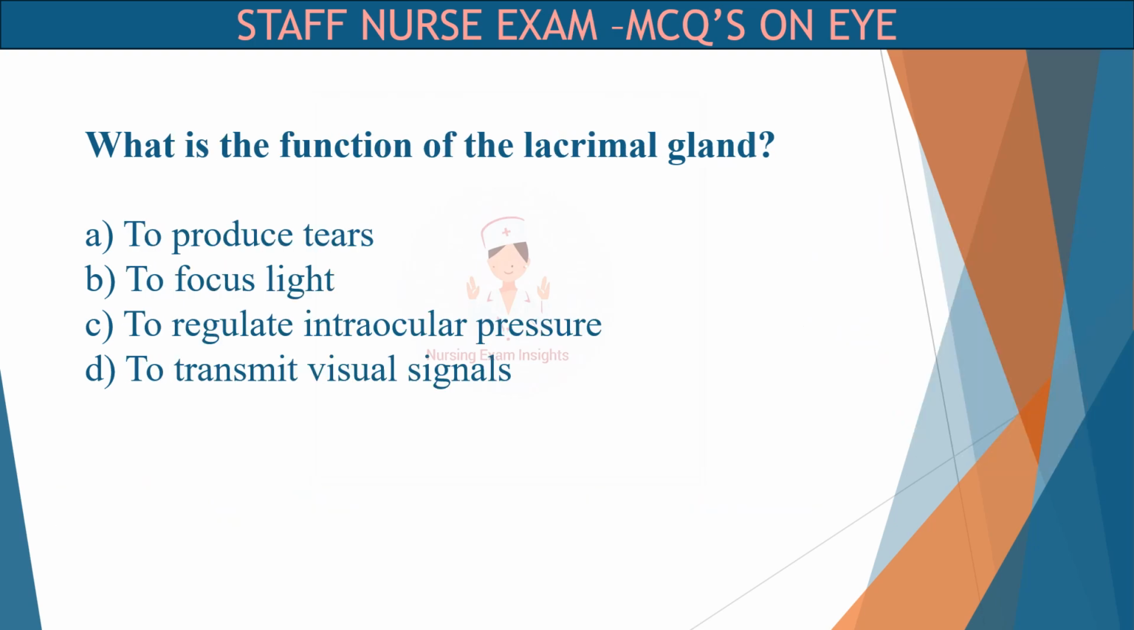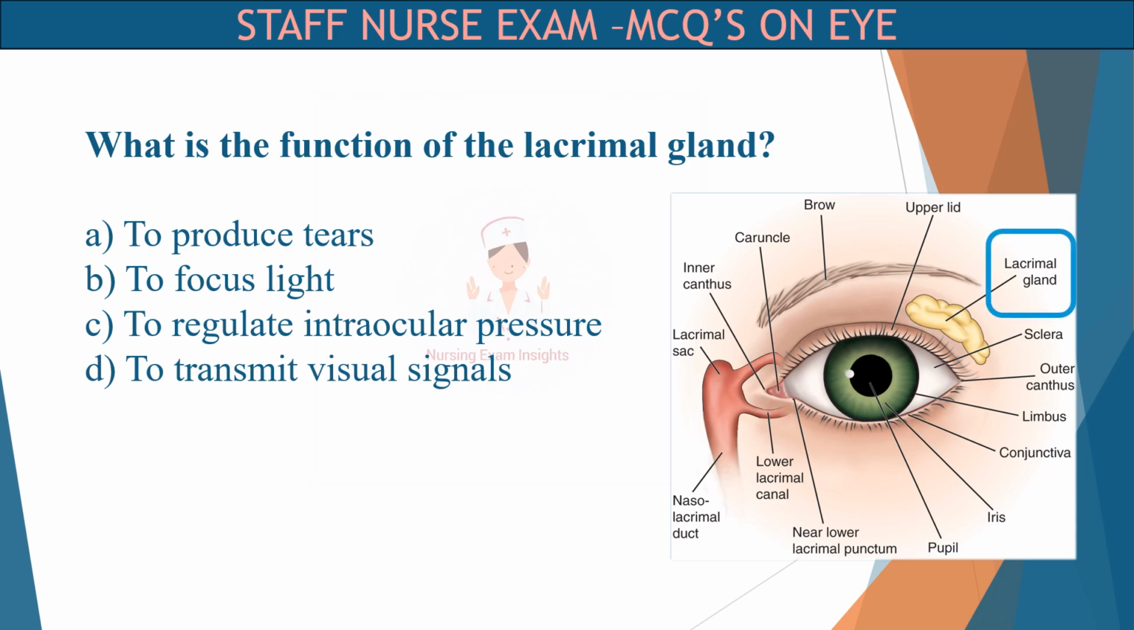What is the function of the lacrimal gland? A. To produce tears, B. To focus light, C. To regulate intraocular pressure, D. To transmit visual signals. Answer option A. To produce tears. The lacrimal glands are located in the upper part of the eye socket and produce tears to keep the eye moist.